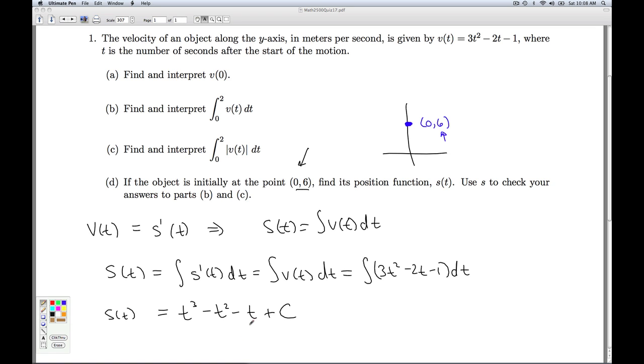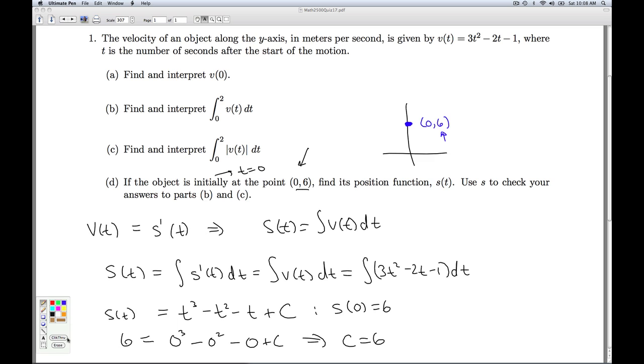So to pin down this constant, I use my initial condition. So initial means t equals 0. And the position we care about here is 6 units up on the y-axis. So I know that s of 0 is 6. So I plug in t equals 0 to the left-hand side, I'm supposed to get 6. I plug in 0 on the right-hand side, I think you're going to read the writing on the wall here, I get c equals 6.